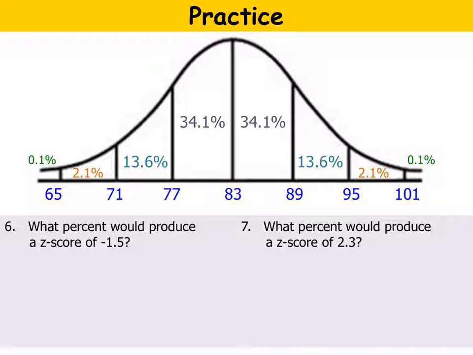We're going to look for the percent that would produce a z-score of -1.5. So we already know the z-score value. We want to know what your percent was if that was your z-score. So once again, you're actually using your z-score formula. You're just doing it a little differently.